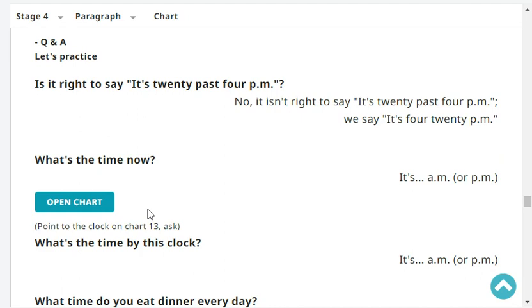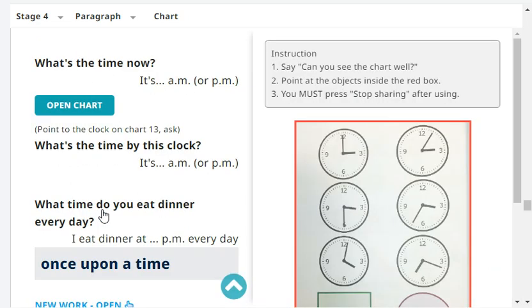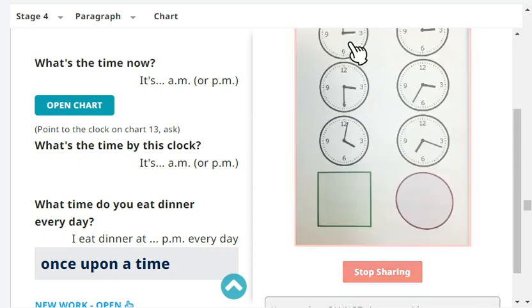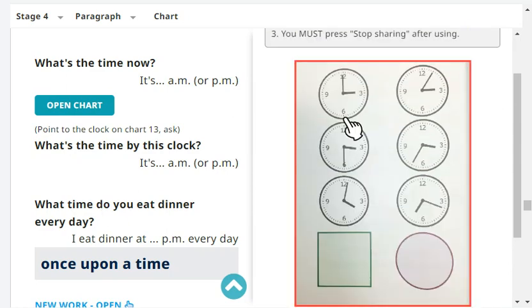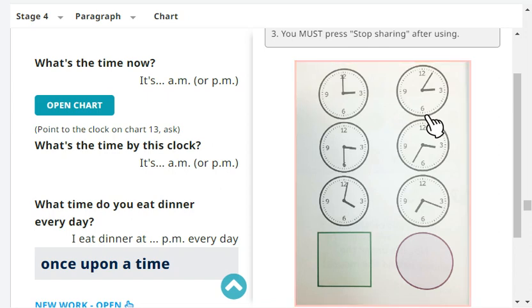What's the time now? It's 6:12 p.m. What's the time by this clock? It's 3 p.m. What's the time by this clock? It's 5 minutes past 3.